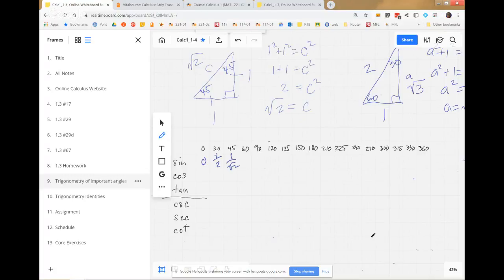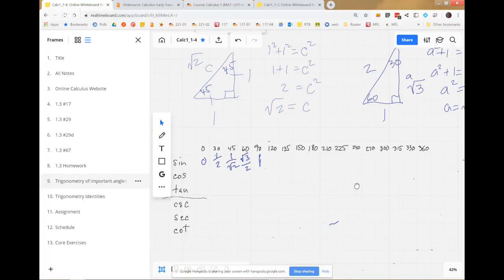60 degrees, back to the triangle on the right. The sine of that is opposite over hypotenuse. Sine of 90, we're all the way up to the top. It's full height, 1.